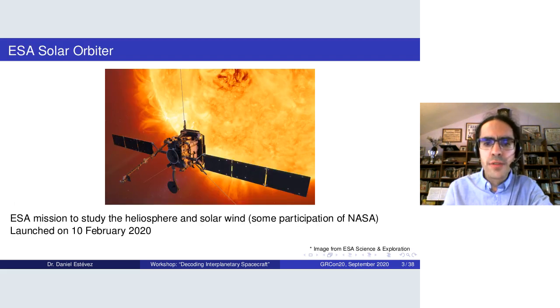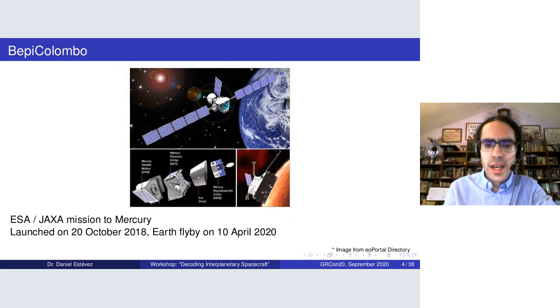The spacecraft we're going to use are ESA Solar Orbiter, which was launched in February this year towards the Sun. It will study the Sun's atmosphere and solar wind. And also Bepi Colombo, which is a joint ESA and JAXA mission to Mercury.